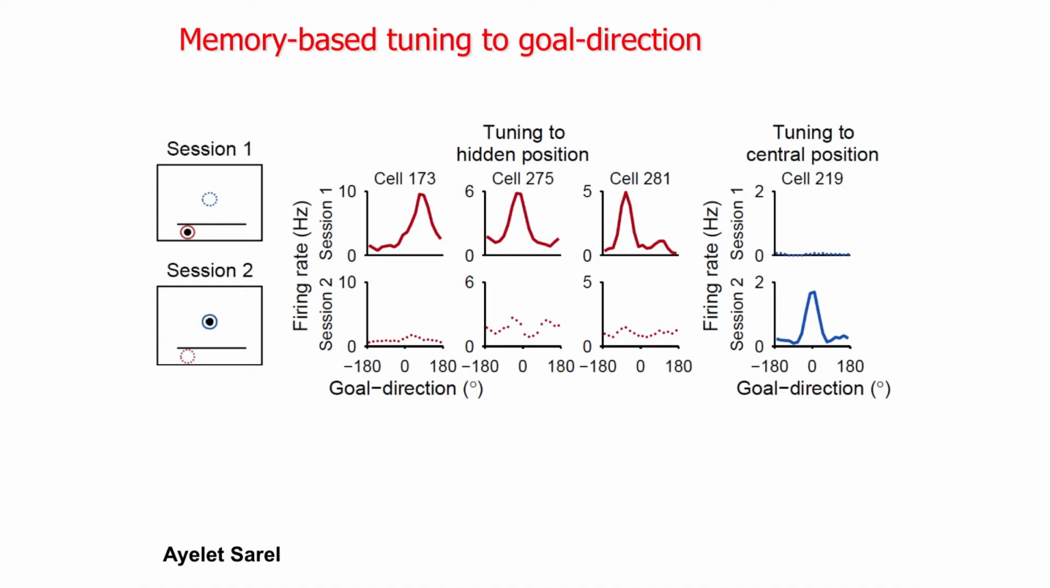And then in the second session, we moved it to the central position. And so you see here examples of 3 neurons in red, which are clearly tuned to the direction of the goal that's not seen, that's behind the curtain. And these neurons pretty much shut down or become much less tuned to the same location in space when the goal is not there. This is the bottom row in red. And conversely, a neuron tuned to the central location is firing strongly when the goal is there, but not when the goal is not there.